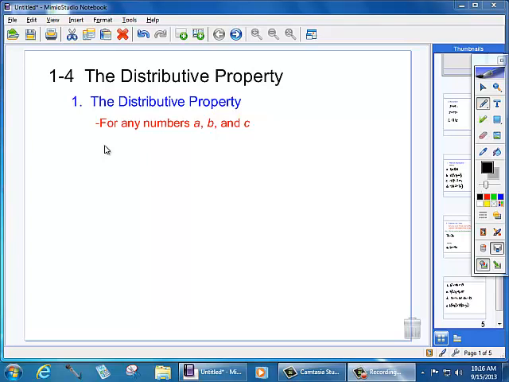Welcome back, my very young apprentices. Today we're going to be doing section 1-4, chapter 1, part 4, the distributive property.